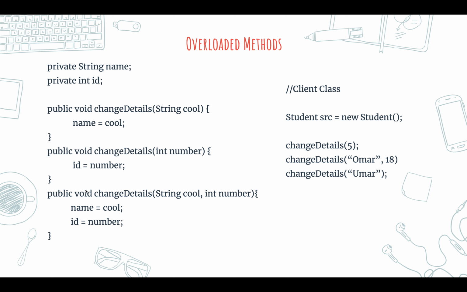And the third method, again, has the same method signature, except it has 2 arguments this time, both a string and an integer. When we have a string and an integer being passed there, it's going to put them respectively in their respective instance variables. So we have a client class. Again, client class means what? It means that it has a main method. In the main method, we have created a student object.